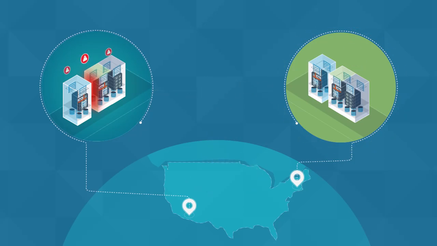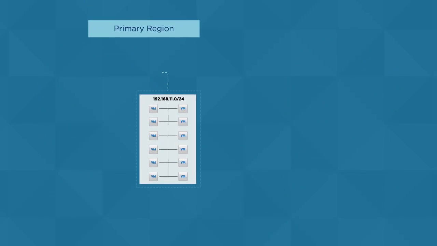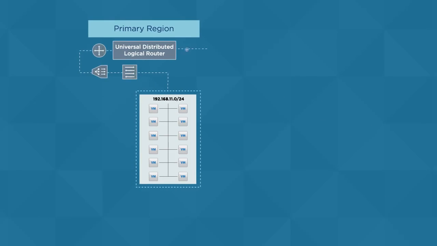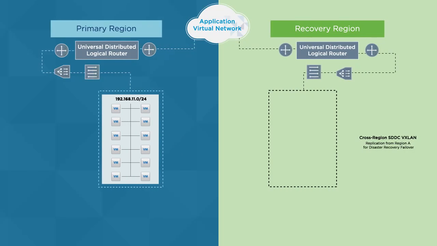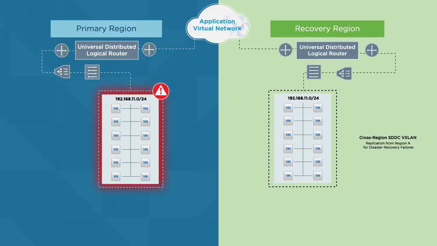To facilitate virtual machine failover between regions, the replicated virtual machines are deployed on a virtual network connected to an NSX Universal Distributed Logical Router in a construct referred to as an Application Virtual Network. Application virtual networks eliminate the need to change IP addresses during failover to the recovery region. At the recovery region, the same distributed virtual network exists, and the application runs unaltered from the primary region.